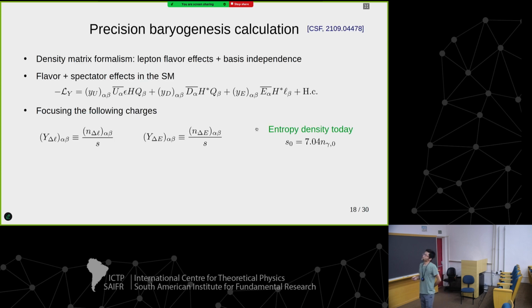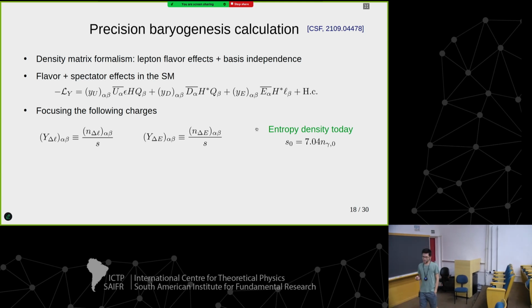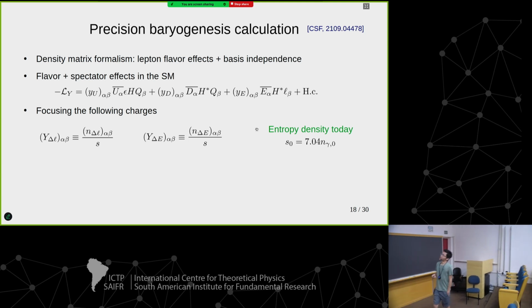Then the formalism. It's already one hour now, so I will try to pick up the speed. Yeah, if you have something else to do.